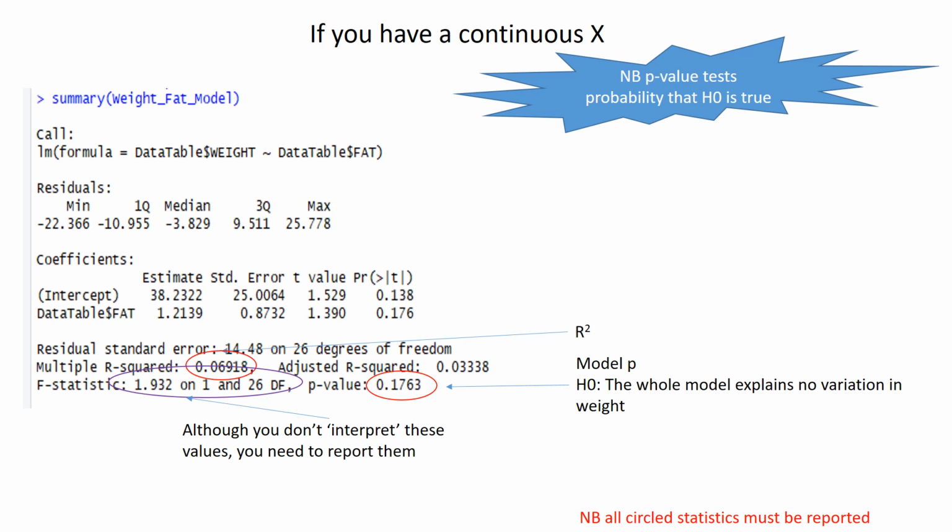Okay, how do we interpret the model? Let's first look at the whole model results. We have a few different variables we can look at. The first is the R squared. All right, this is the amount of variance explained, and it's a proportion out of 1. So an R squared of 0.069 means that 6.9% of the variation in weight is explained by our model.